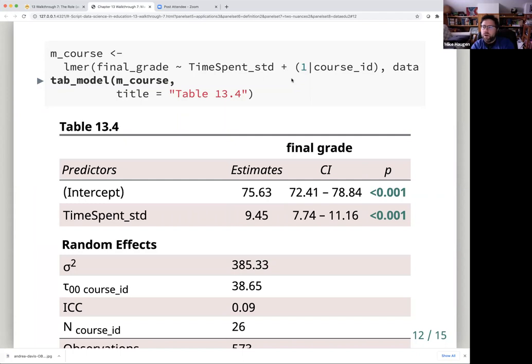I don't know how that applies here, but with this one, we're looking at just the intercepts being different. I wasn't able to figure out how to graph this, but each course would start at a different point, right? But then the slope would be the same.